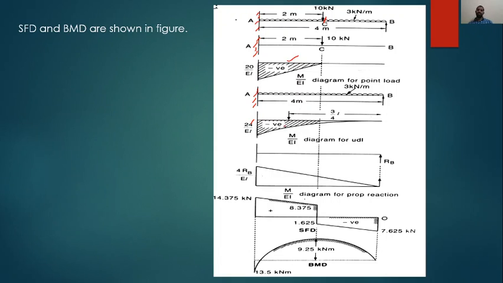Now with these values we can draw the shear force as well as bending moment diagram. You can see over here, exactly at the fixed support we have 14.375, and from here gradually downwards up to here, and a sudden drop of 10 kilonewtons over here, and then gradually downwards, and then finally upwards up to 0. This is the shear force diagram, and with this we can draw the bending moment diagram also.